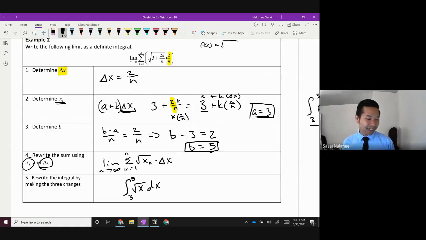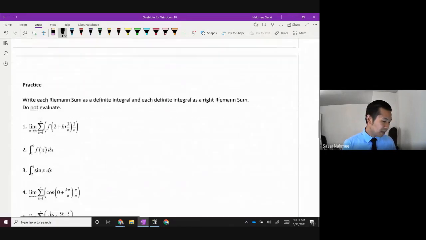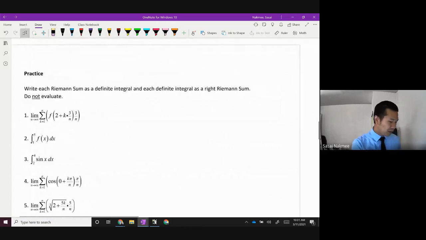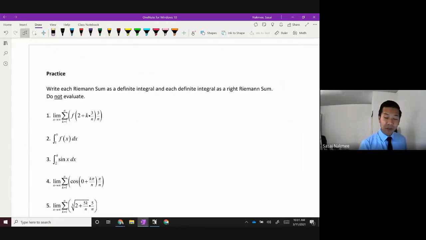Ta-da! We're not going to evaluate these for the notes. We're just going to practice going back and forth on this. So on this right here, don't think of this as homework. This is just for you to practice. You will need to know how to write back and forth from a limit definition into an integral function.